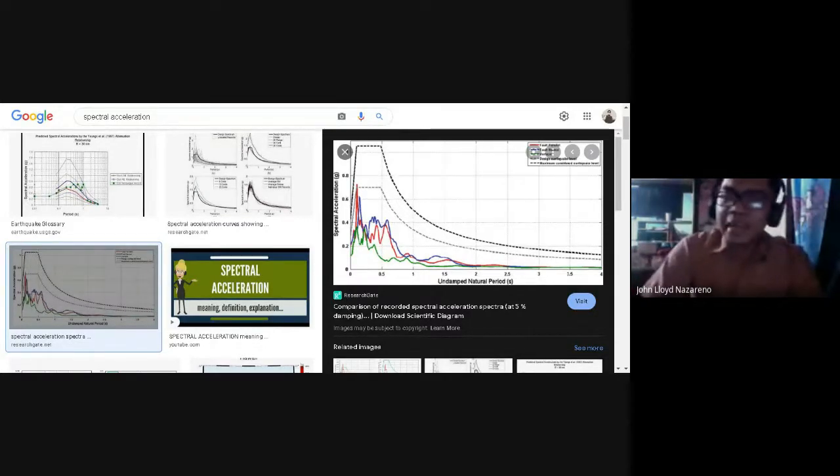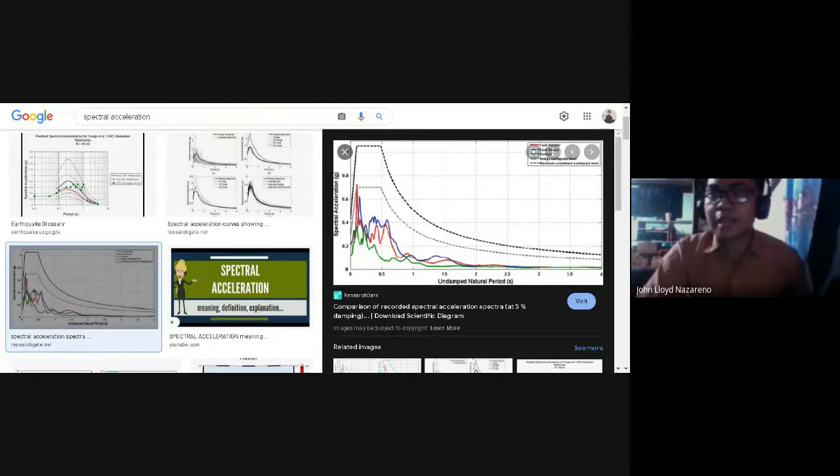So, one way to eliminate variability, kagaya nga ng nangyari dito sa spectral acceleration, is to add more and more independent variables. So, Lloyd, pabalik naman sa presentation natin.